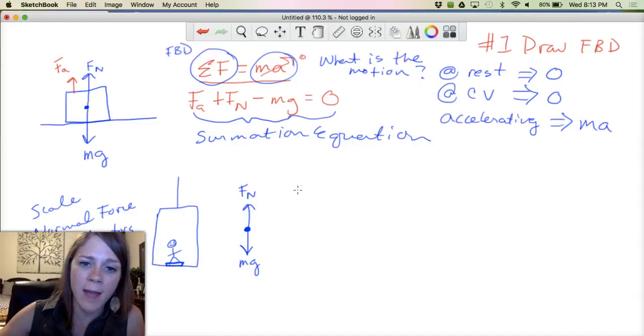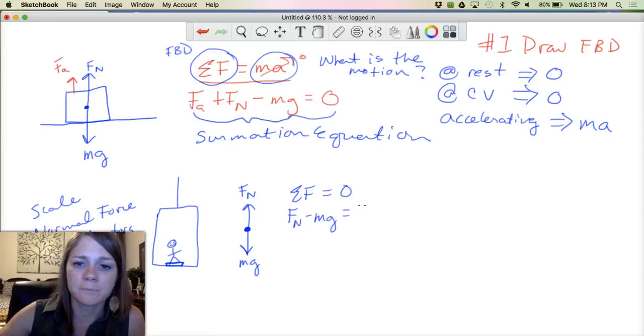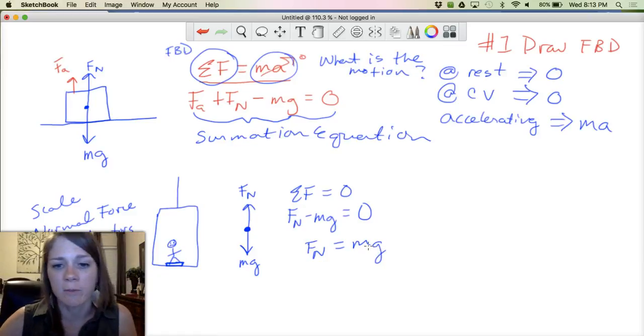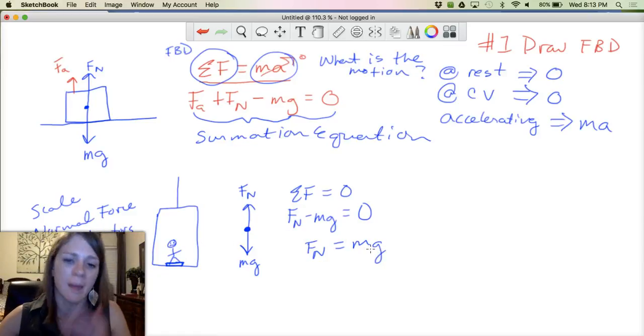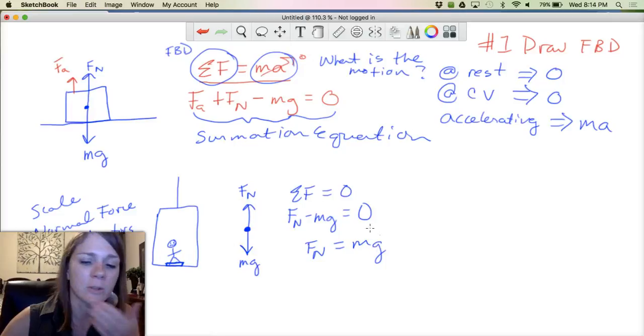Because it's at rest, the sum of the forces will equal 0, and the free body diagram says that the sum of the forces is the normal force minus the weight force. Therefore, the normal force is equal to the weight force, or simply mg. So if I know the mass, I can simply multiply that by little g to figure out the weight force, which is equal to the normal force.